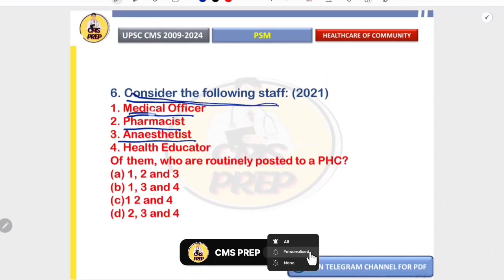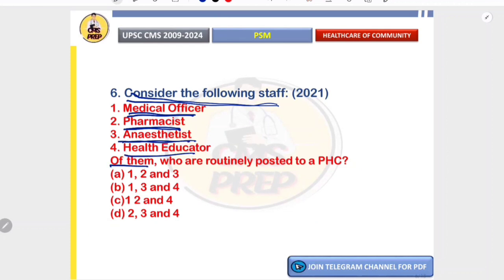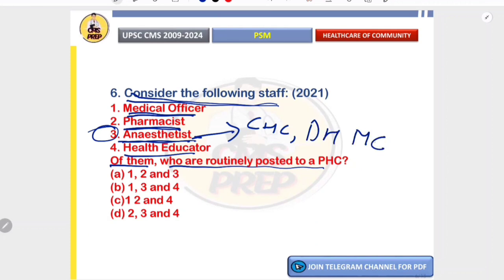Consider the following staff: medical officer, pharmacist, anesthetist and health educator. Of them who are routinely posted at PHC? So anesthetist is the odd one out. He or she is posted at higher centers like community healthcare center or district hospital or medical colleges, not at PHC. So medical officer, pharmacist and health educator are routinely posted at PHC. So the correct option is 1, 2 and 4.